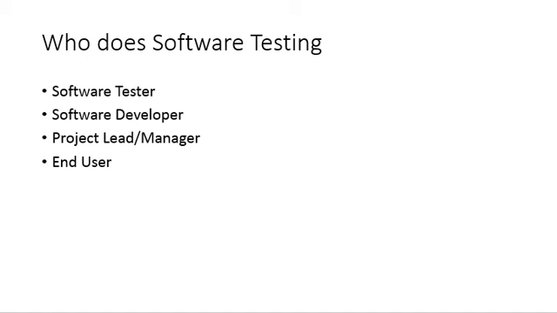So who does software testing? There are four people involved in software testing. The first one is the software tester. There is a separate team dedicated to software testing itself. The next one is the software developer. Mainly they check the software code. It is called unit testing.